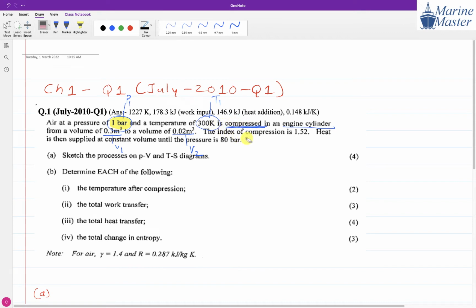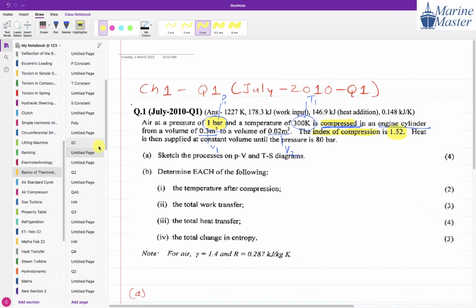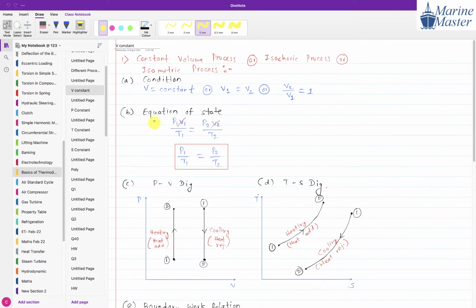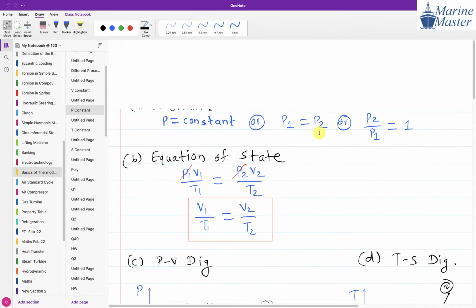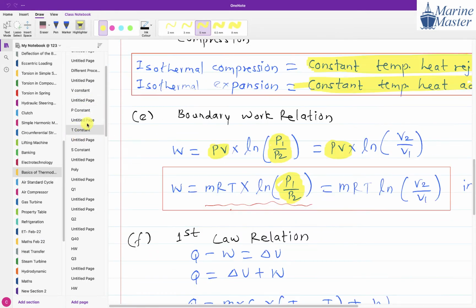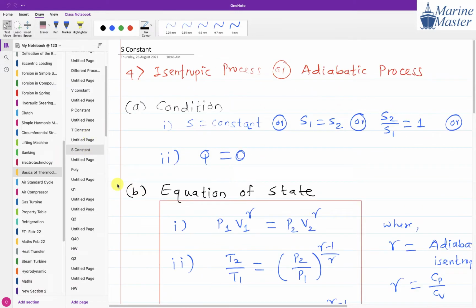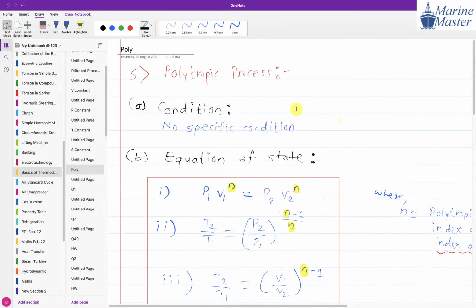Now they are saying further an index of compression. They have given us the index associated with this compression, and that index of compression is 1.52. By which symbol do we denote the index of compression? If you remember, we have seen a total of 5 processes: constant volume process, constant pressure process, isothermal process, isentropic process, and at the end the polytropic process.